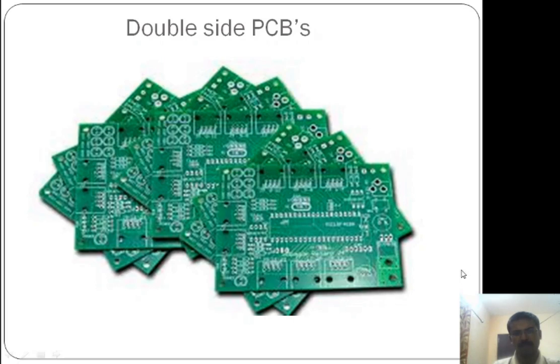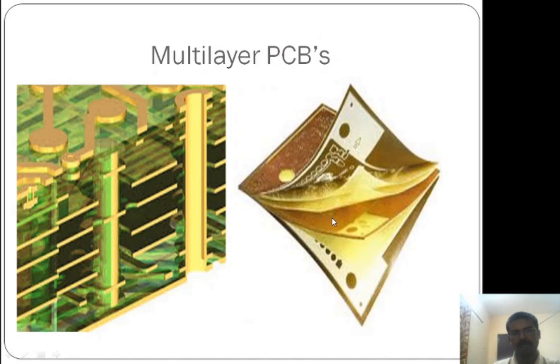See, double-sided PCBs. Actually, it is a bare board PCB. The components are not assembled, but it is a double-sided. The other side also has the circuit and components. Multi-layer PCB. There are a number of layers. This is the top layer connections. The cross section is shown here, and the inner layers.